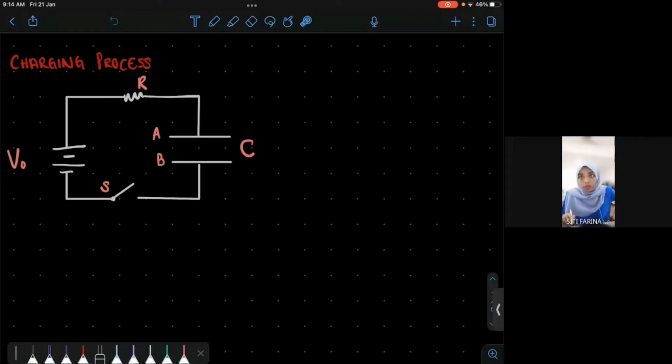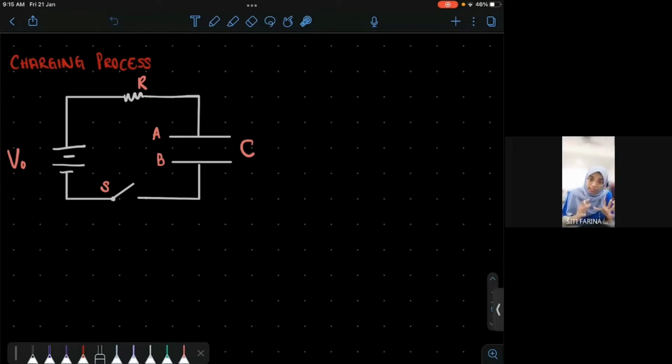Okay, so before we start, originally, the capacitor has plate A and plate B, because it is a parallel plate capacitor with two plates. Originally both plates are neutral. Neutral here means plate A has the same amount of positive and negative charge as plate B. There is no extra electron or extra proton here. They are neutral.